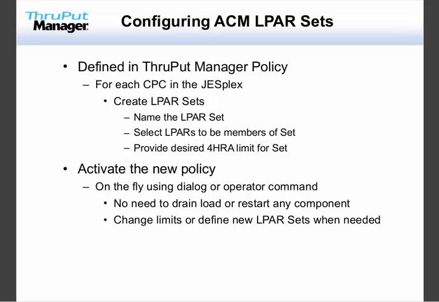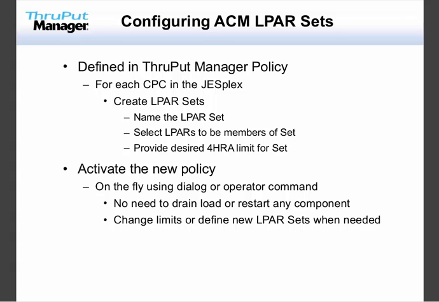Along with other ThruPut Manager automation parameters, ACM LPAR sets are defined in the ThruPut Manager automation policy. The process is very straightforward. For each CPC in the JESPLEX, create your LPAR sets by giving them a unique name, selecting the LPARs that are to be members of the set, and setting the 4-hour rolling average limit for each set. Once you have configured your LPAR sets, you can activate the new policy using the policy dialog or an operator command. This can be done on the fly.